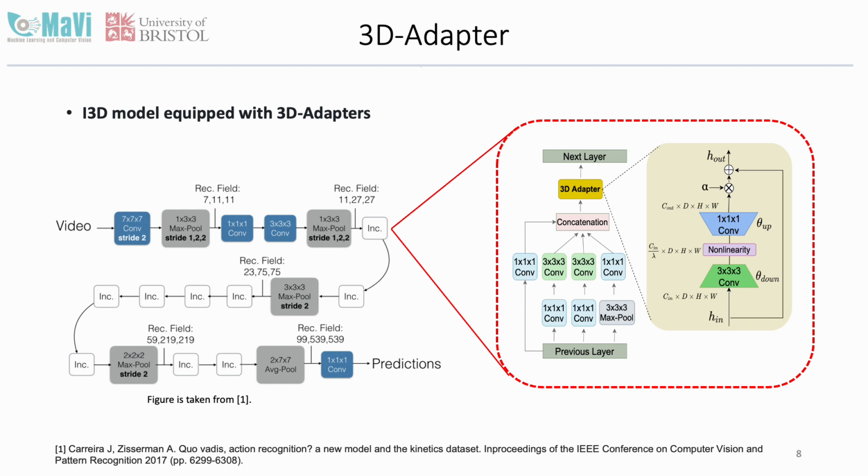In this slide, we're looking at our 3D adapter module, which has a bottleneck structure designed to significantly reduce the number of parameters. We've integrated this module within the inception modules of the I3D model. Empirically, we found that this spot for the 3D adapter works best and gives us the top performance.